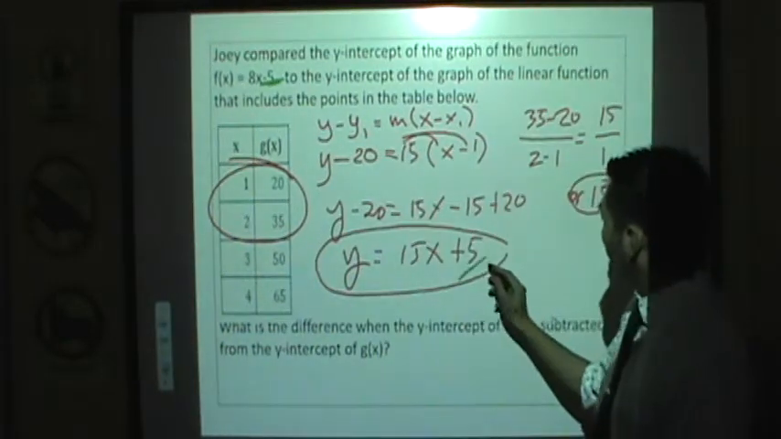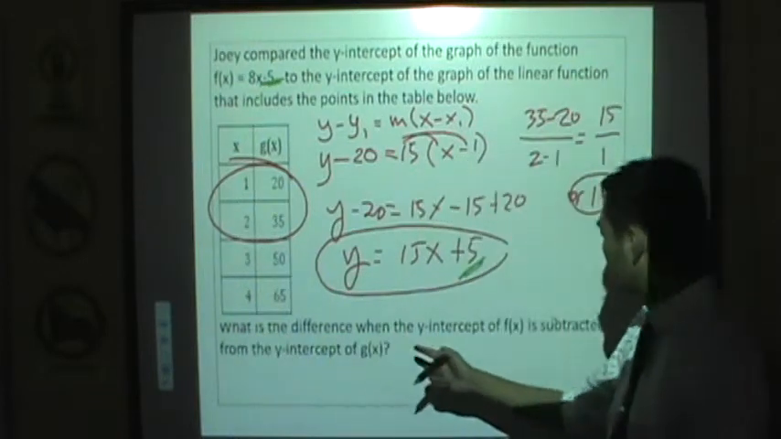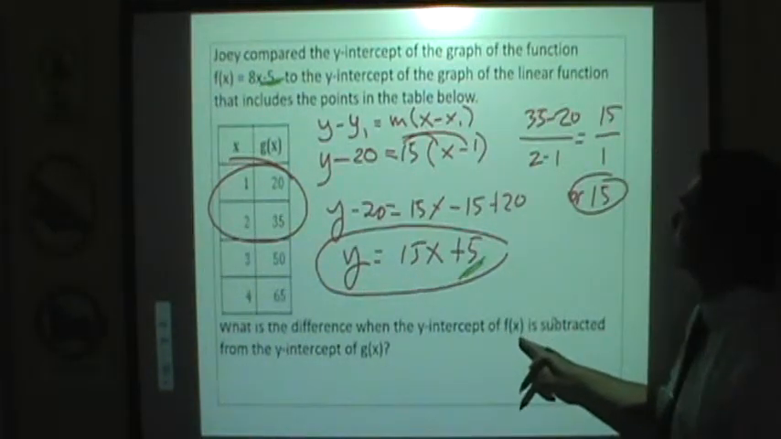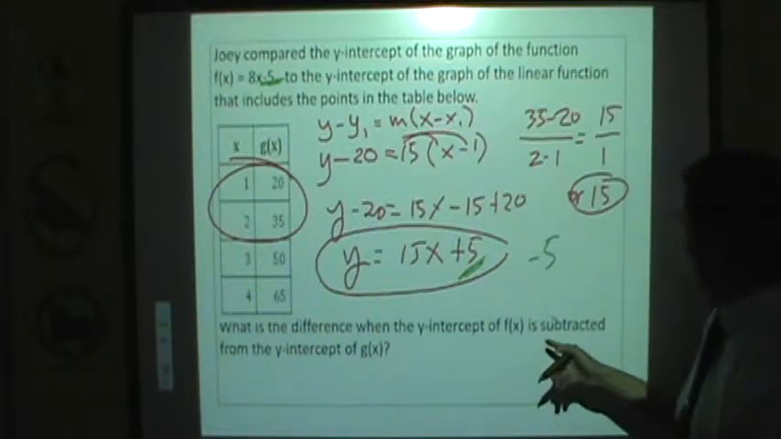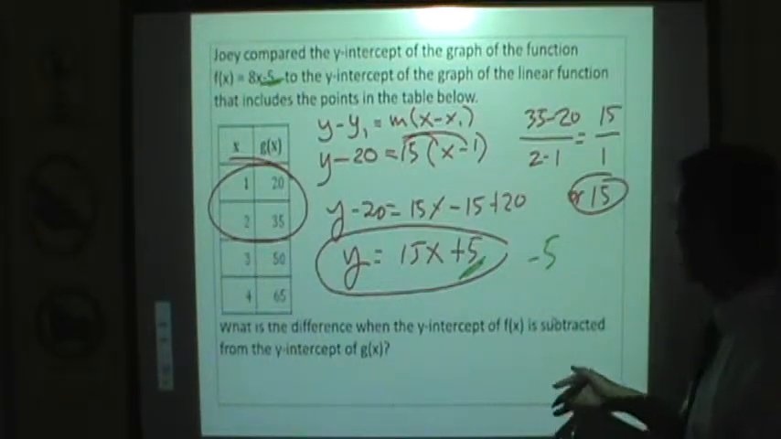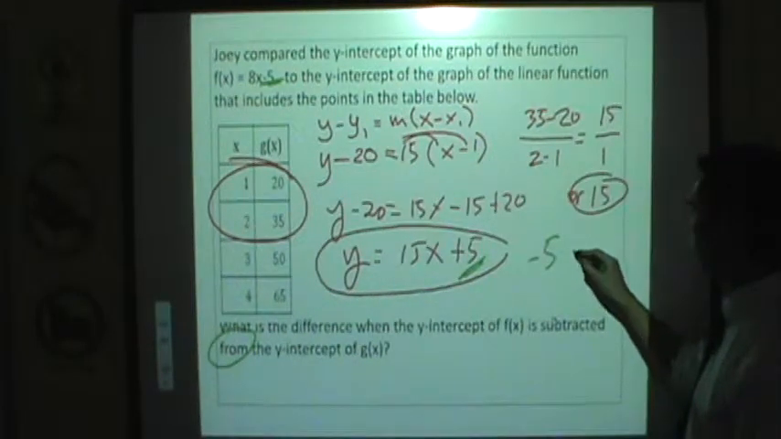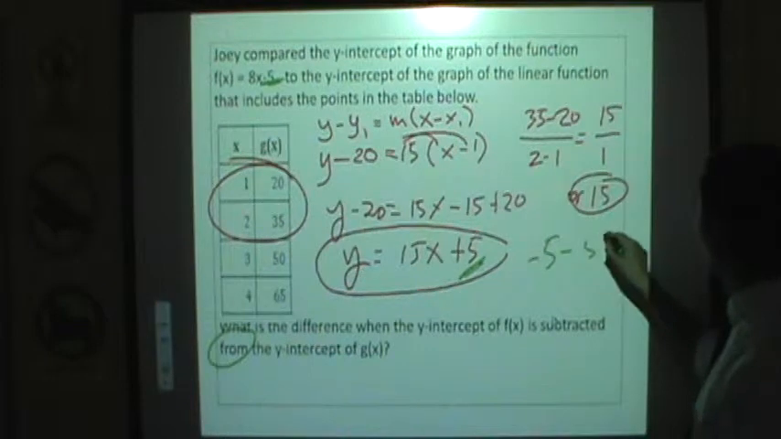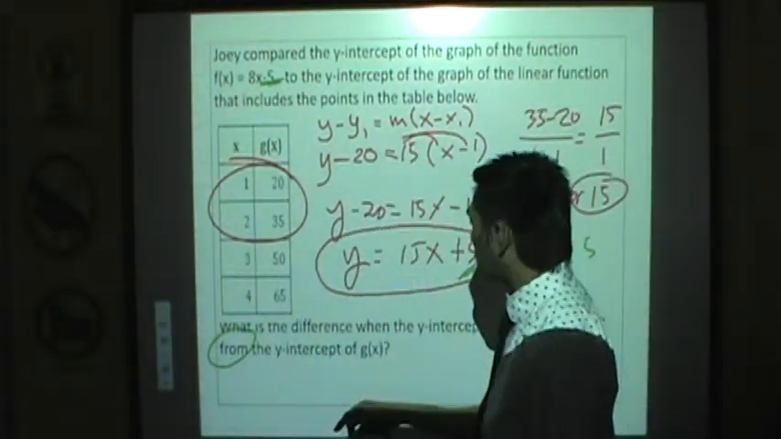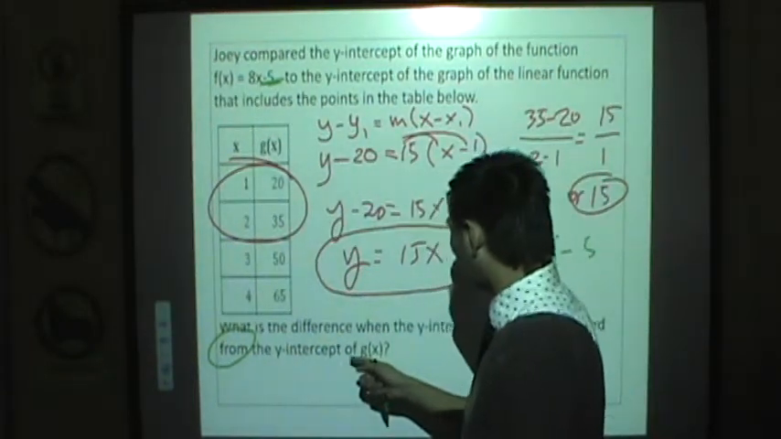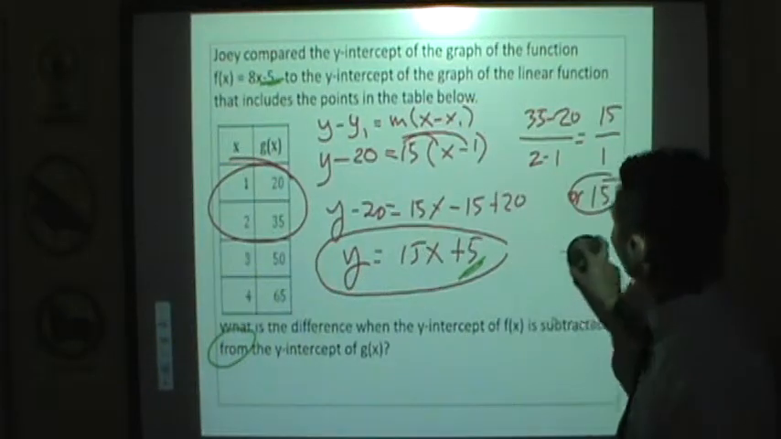Here you have 5. But if you go straight to the question, what is the difference between the y-intercept of fx? So the y-intercept of that is subtracted from, oh, see that word from? I was thinking about negative 5 minus, the y-intercept here is 5. But it says here, the word from, the y-intercept of gx. So here we go. So I have to flip it.